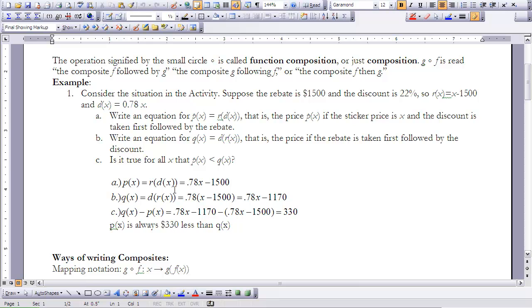So what that means is if I take the discount first, the percentage off the sticker price, and then apply the rebate, my price will always be $330 less than if I take the rebate first and then the discount. So there's an example of using a composite of functions.